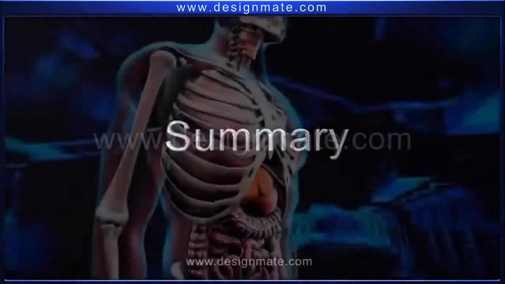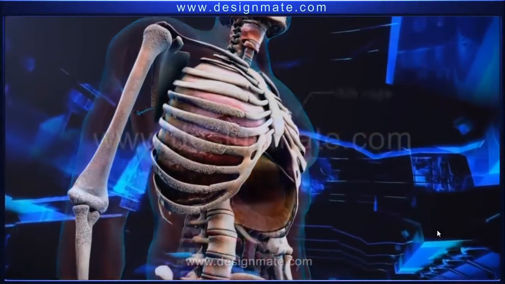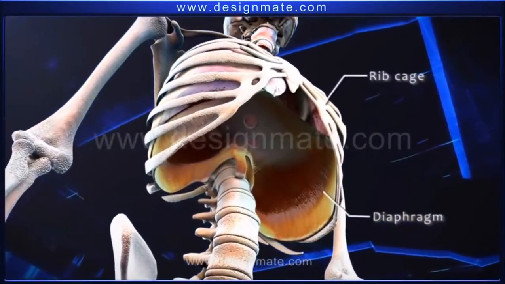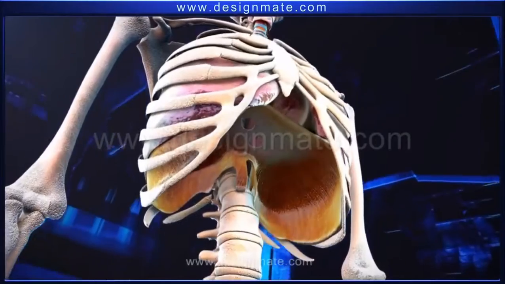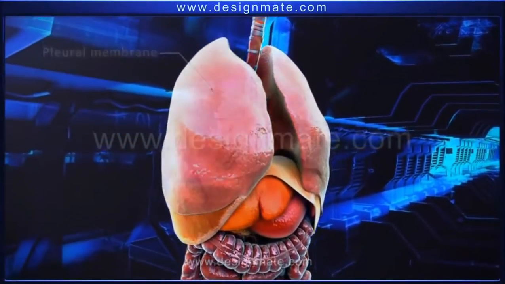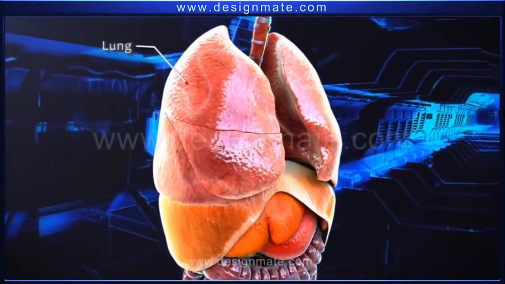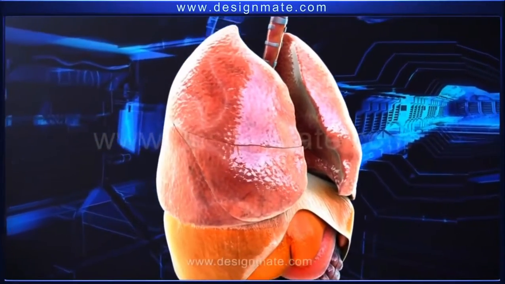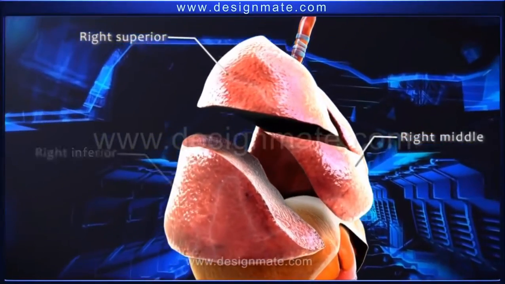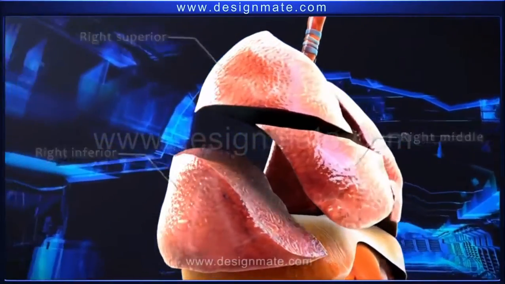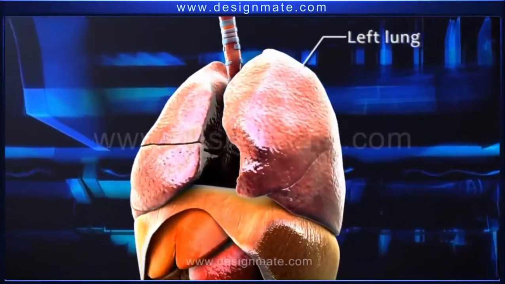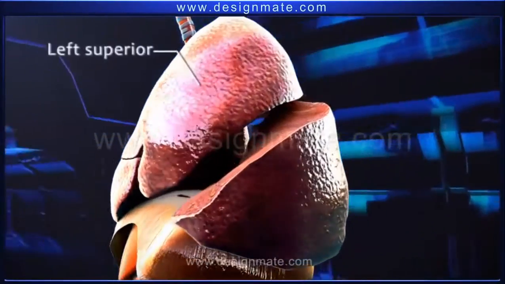Summary. In the thorax region, the rib cage and the diaphragm are observed, which play a vital role in respiration. Present within the rib cage are the pleural membranes, which enclose the lungs. The right lung consists of 3 lobes, while the left lung has only 2 lobes.